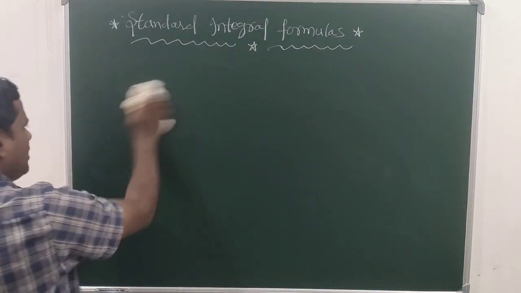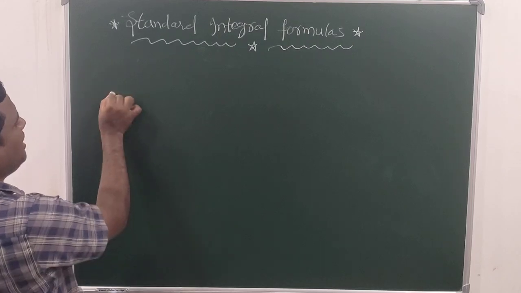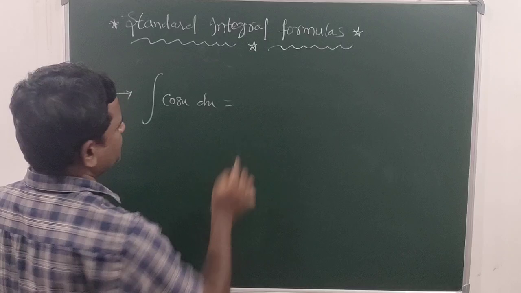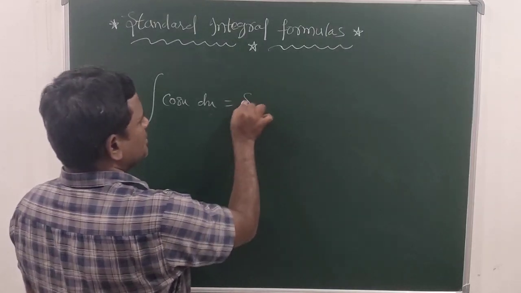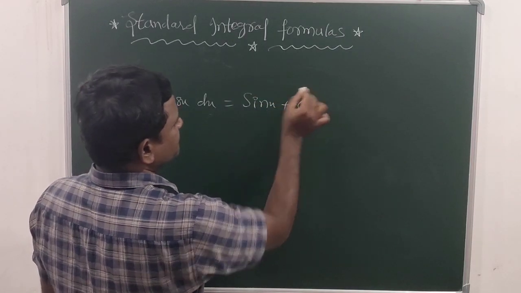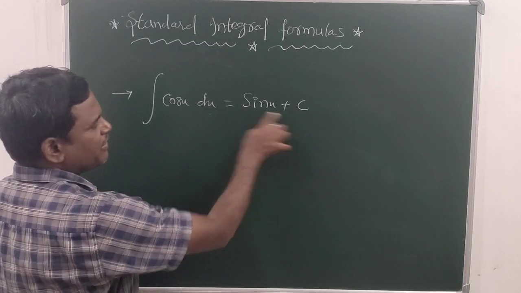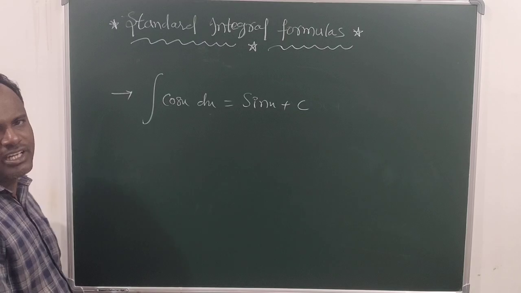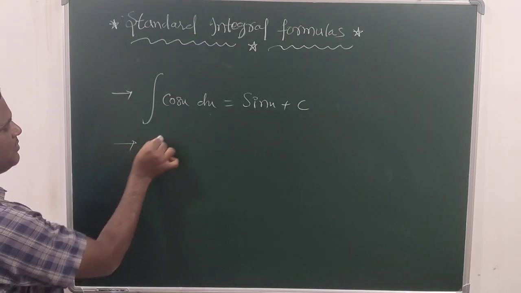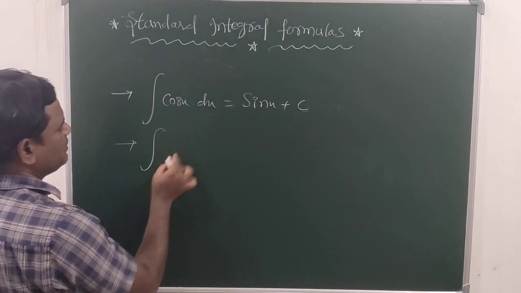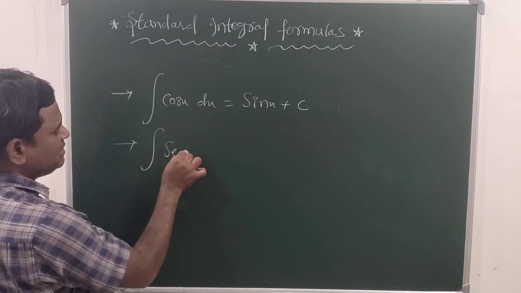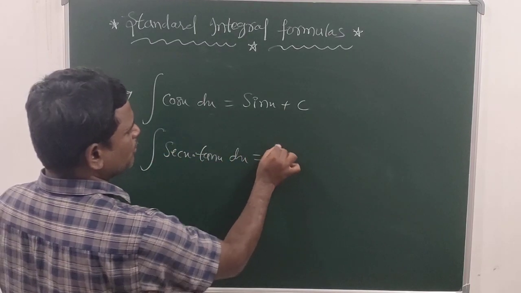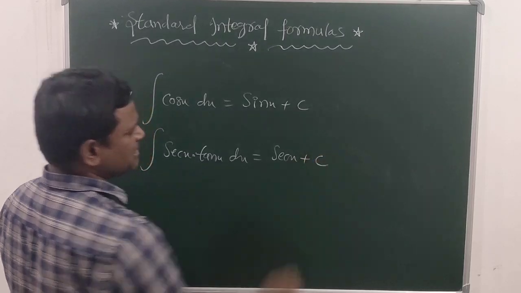See students, right? Next, the integral of cos x dx is sin x plus c. Because if you take the derivative of this, again you will get this. Check it: the derivative of c is 0, and the derivative of sin x is cos x. Next, the integral of secant x into tan x dx is equal to secant x plus c.